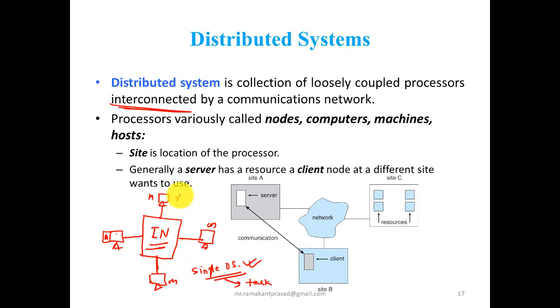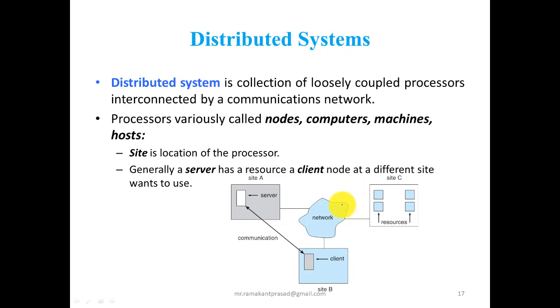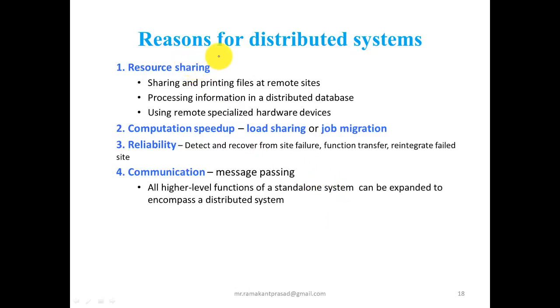Here, a processor is known as site A, this is site B, site C, and site D. So a site location is the processor, and all the sites are connected through the network. In the next slide, we see the reasons for the distributed system. The reason is resource sharing. For resource sharing, we use the distributed system.